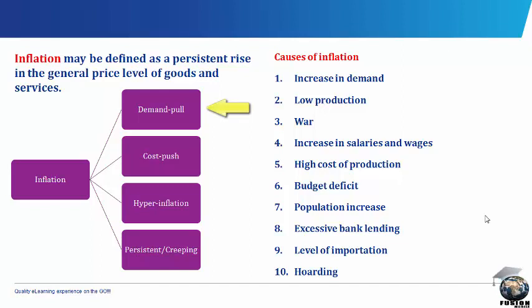Demand pull inflation. This occurs when consumers have high purchasing power, leading to an increase in aggregate demand without a corresponding increase in supply. In other words, this inflation occurs when the demand for goods and services is greater than the supply. Cost push inflation.